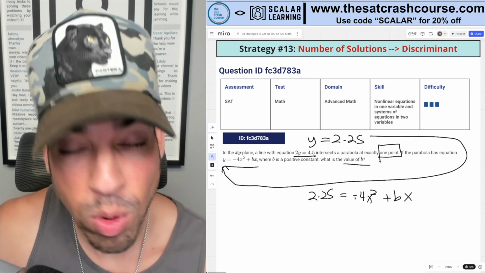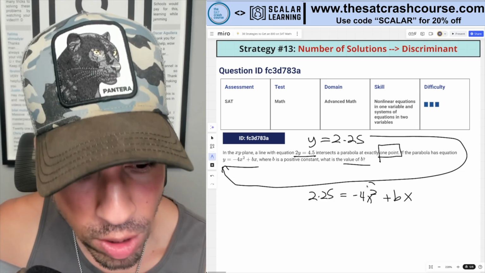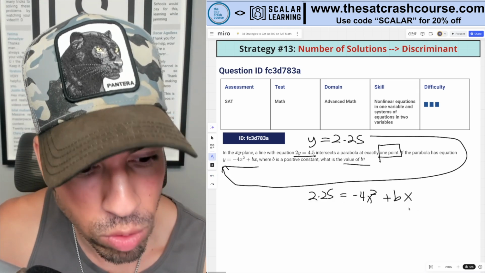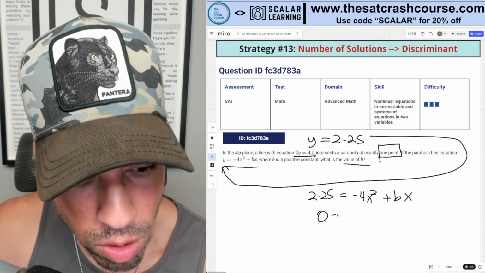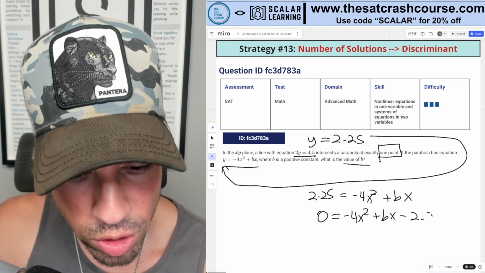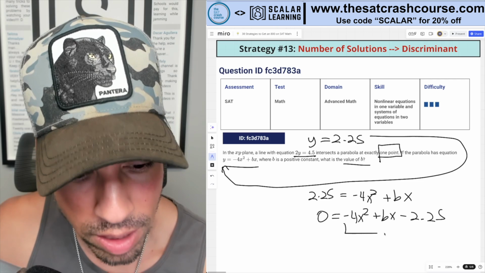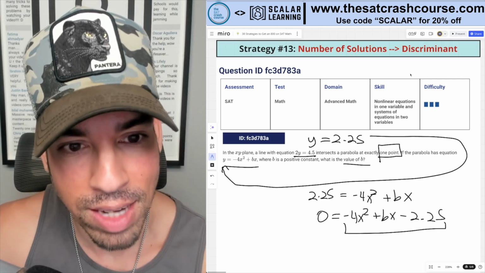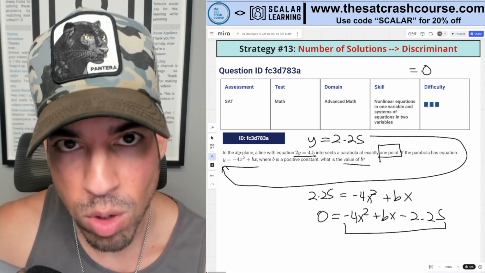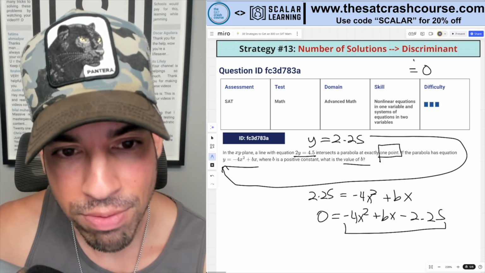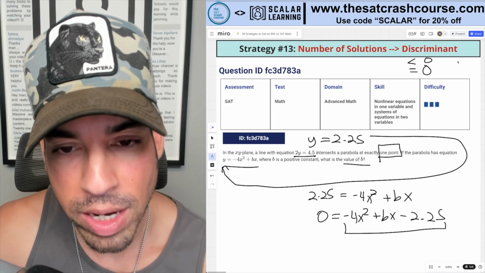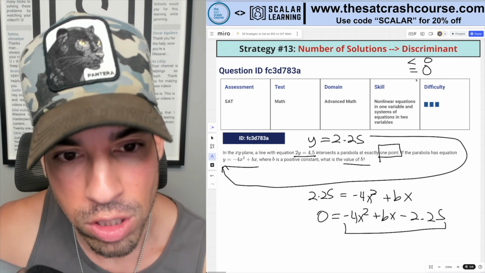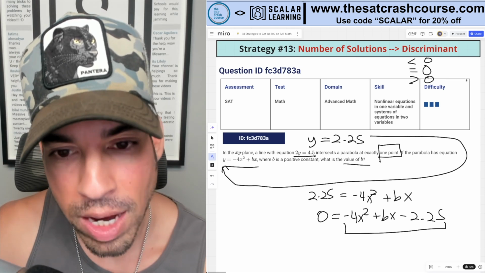So now we got this great equation, and again, it's a quadratic equation because the highest degree is 2. Let's set everything now equal to 0. So all I'm doing is subtracting 2.25 from both sides. And now we have a quadratic. Now, since they're saying we have one solution, that means the discriminant has to equal 0. If we have one solution, the discriminant equals 0. If it's less than 0, we have no real solutions. And if it's greater than 0, we have 2 solutions.